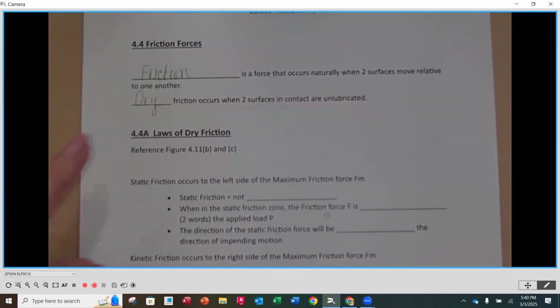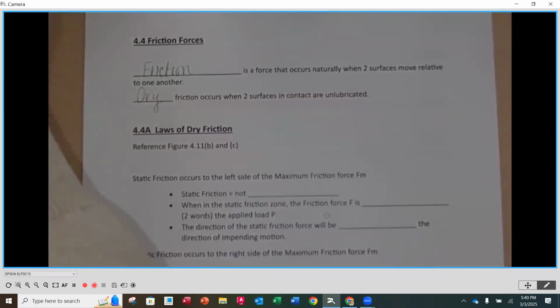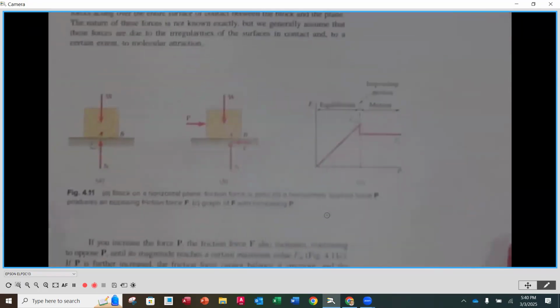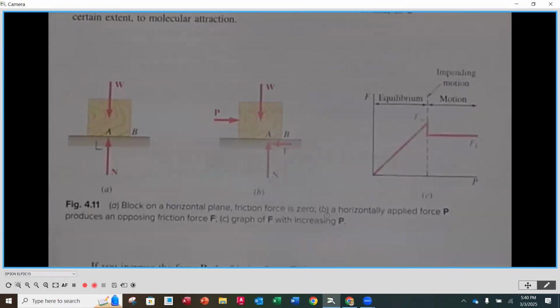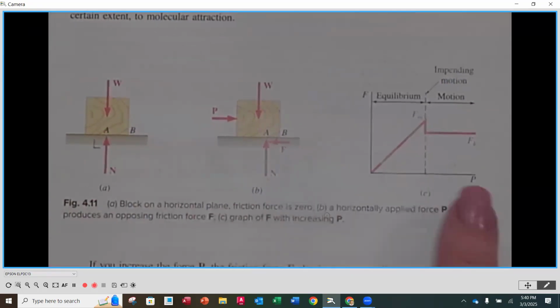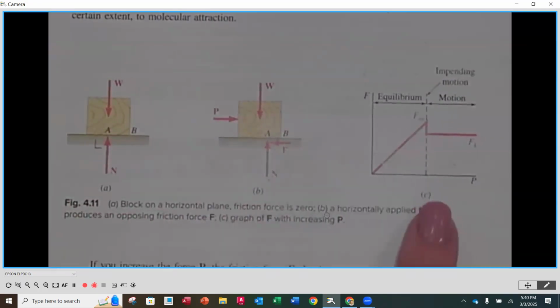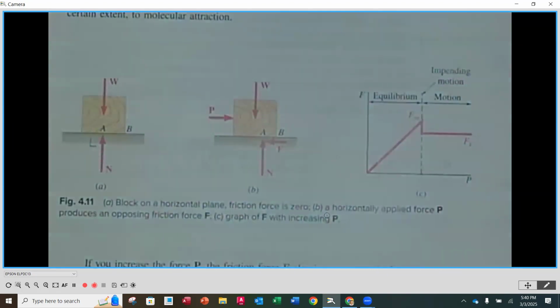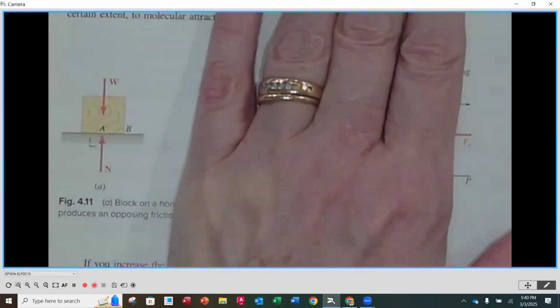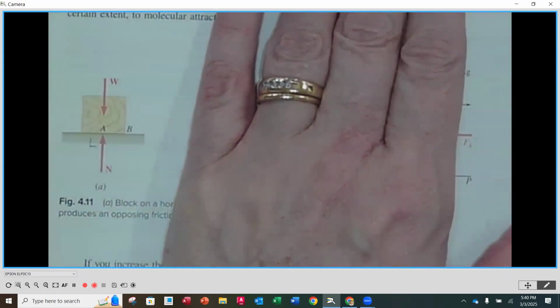Now, here you're going to notice that we have some elements here. I want to bring in figure 4.11, which is right here. I'll kind of zoom in. Okay, there we go. Now, this figure has 3 parts to it: part A, part B, and part C. And we're going to be talking about each one. As we look at part A to start off with, if we have a block that is not moving, okay, remember, friction is only present when we have surfaces that are moving relative to one another. Okay, so when it's not moving, we have a block that's just sitting there, and there's 2 forces acting on it.